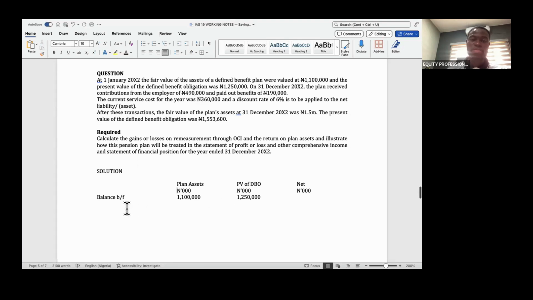Now, the next one you must immediately do in the exam, because if you don't do it immediately, you will forget, because they won't give you directly in the question. And that's this interest, using this discount rate that they give us. So interest at 6%.